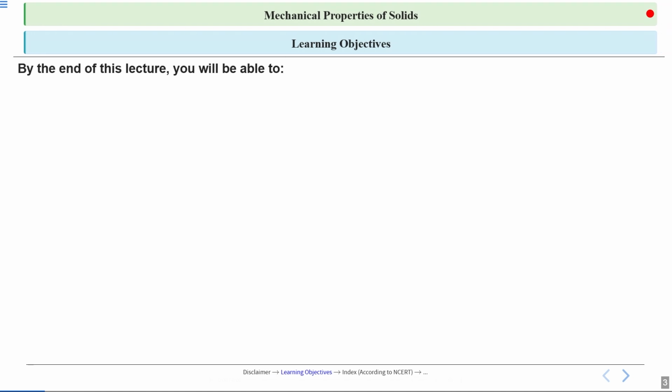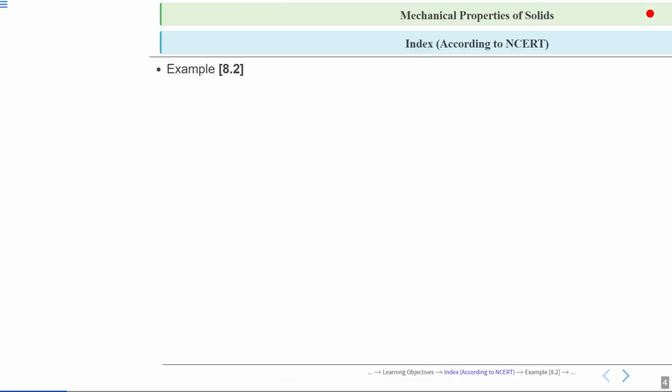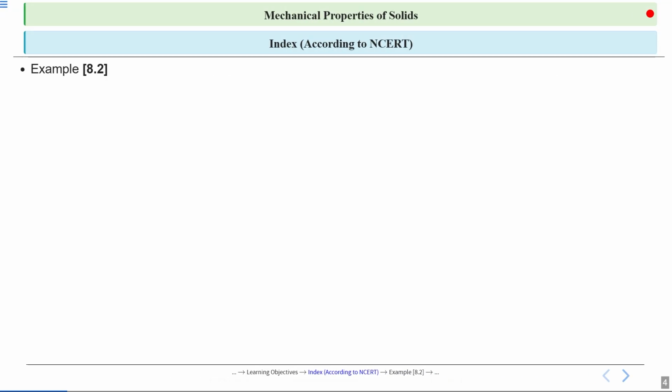Learning objectives. By the end of this lecture, you will be able to understand the concept of shear modulus. In today's lecture, we will cover first example 8.2, then 8.5.2 shear modulus, and last example 8.4.